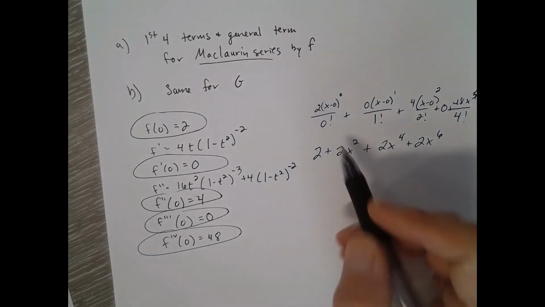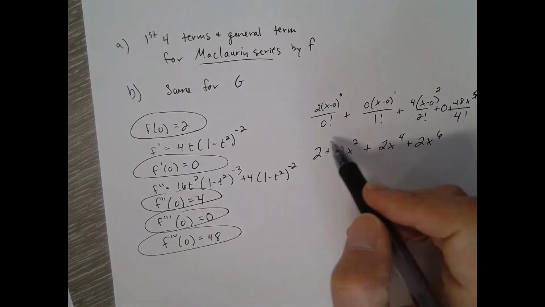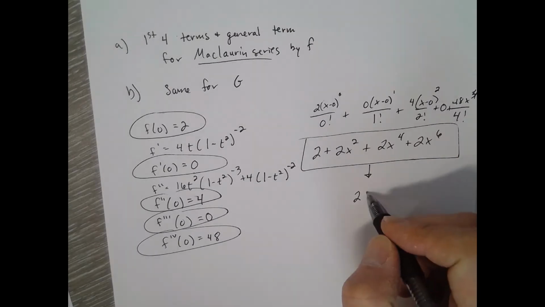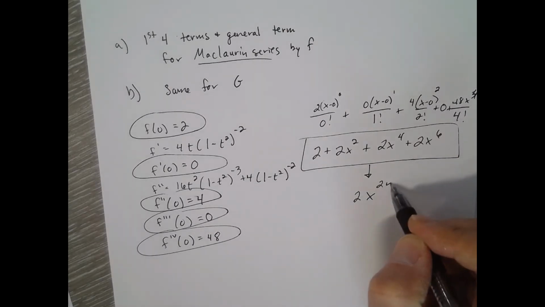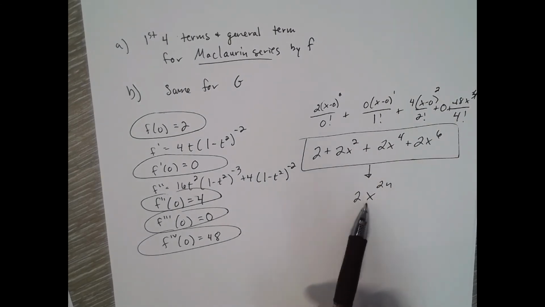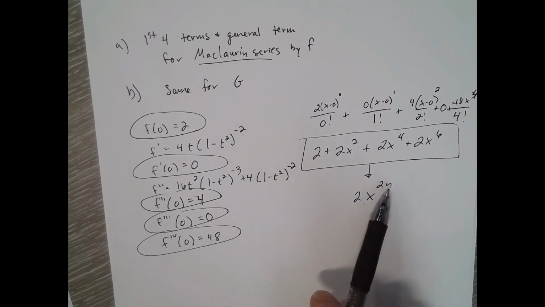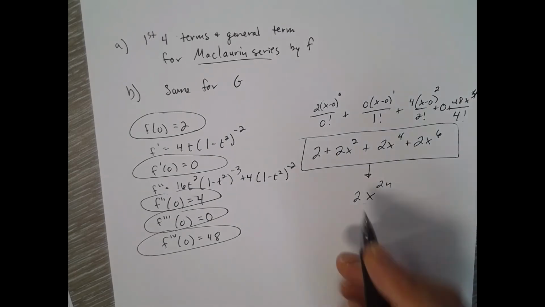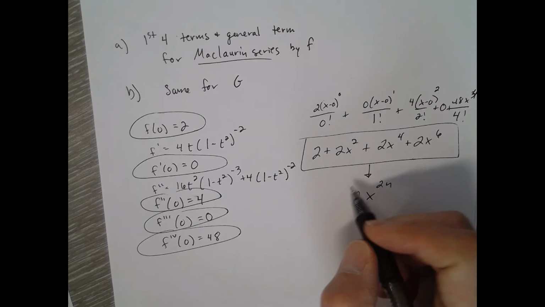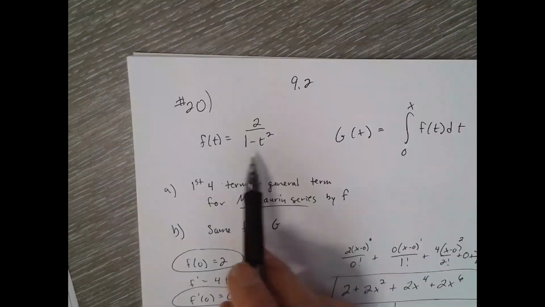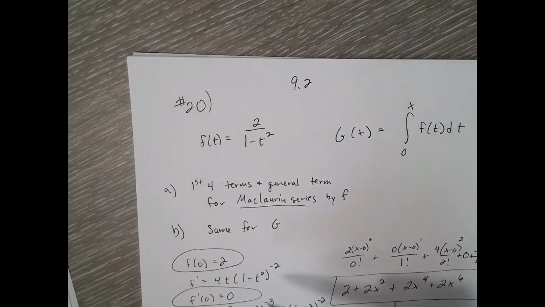Alright, so it would be 2 times x to the 2n. So when n is 0, we get 2. When n is 1, I get 2x squared. When n is 2, I get that. N is 3, I get that. So our general formula would be the complete series to represent what f of t is here. Okay, so that's using Taylor's theorem.